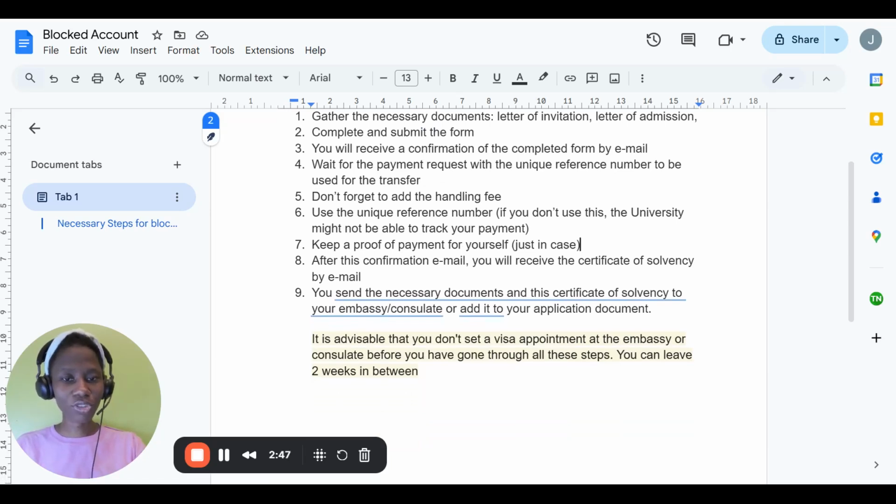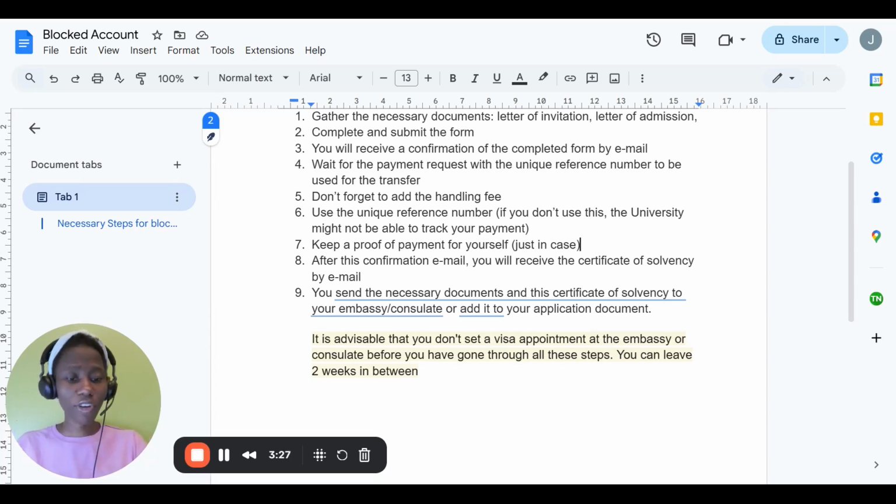First, you need to gather the necessary documents, your letter of invitation, your admission letter, of course. Then you complete and submit the form. You receive a confirmation. Once you have done that, you wait for the payment request. In your payment request, you have a unique reference number. This unique reference number is specifically for you, and you should use it for this transfer. Don't forget that you have to add the handling fee. Check the university website for how much the handling fee is, because this can vary based on your university. Most times it's around 100 euros, or a little below or above. Then make sure that you keep the proof of payment. Once you have made the payment, keep this proof for yourself just in case.